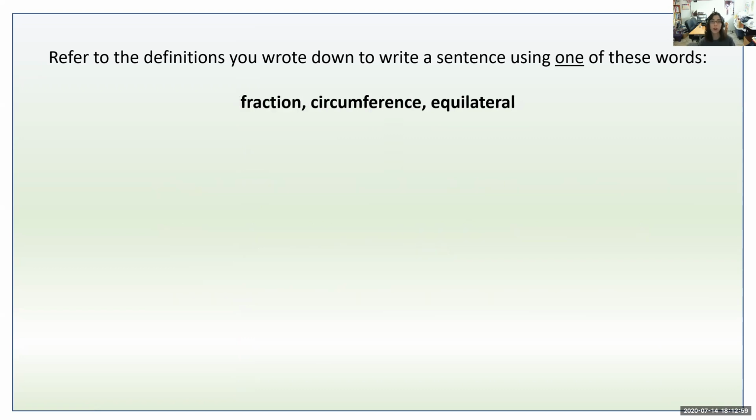Next ones are fraction, circumference, and equilateral. And these are all math terms. And again, you can refer to your dictionary or to another reliable source to write down a sentence using at least one of these words.